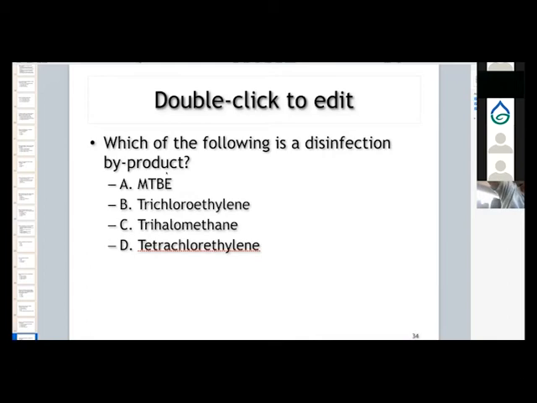Which of the following is a disinfection byproduct? So disinfection byproduct, also known as DBP. A, MTBE, B, trichloroethylene, C, trihalomethane, D, tetrachloroethylene. So the answer is C, THMs, trihalomethane.